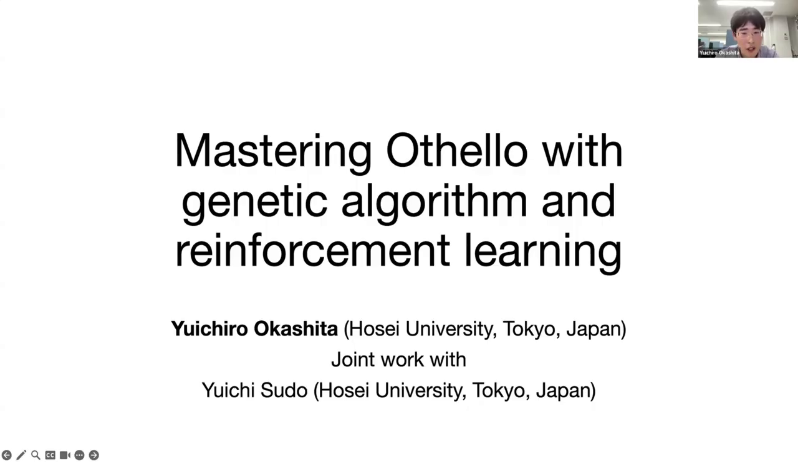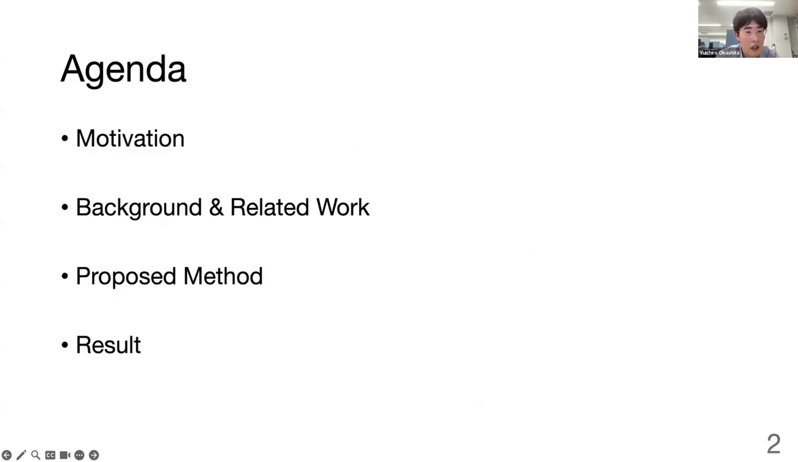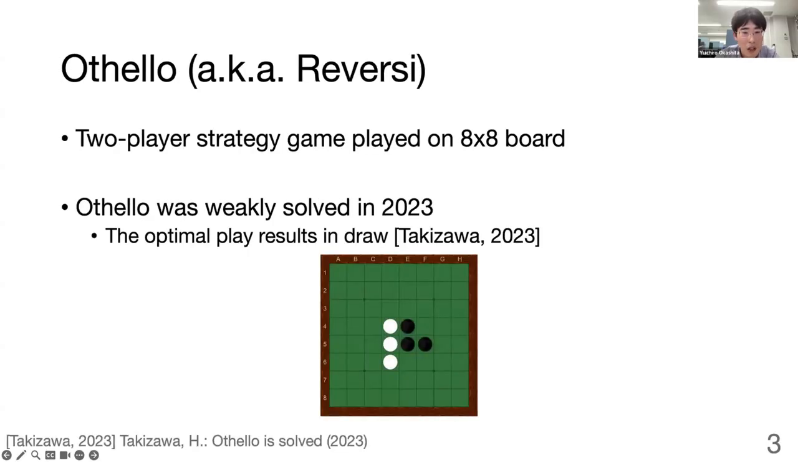Now let's look at the outline for this presentation. First, I will discuss the motivation to our research. Then I will introduce the background and related work. After that, I will explain our proposed method. Finally, I will present our experimental results.